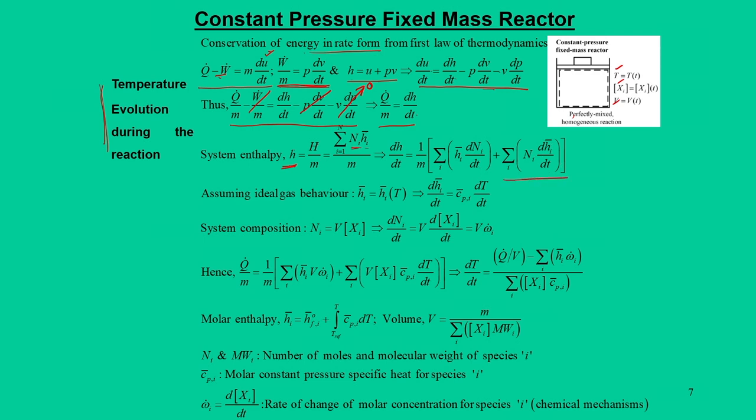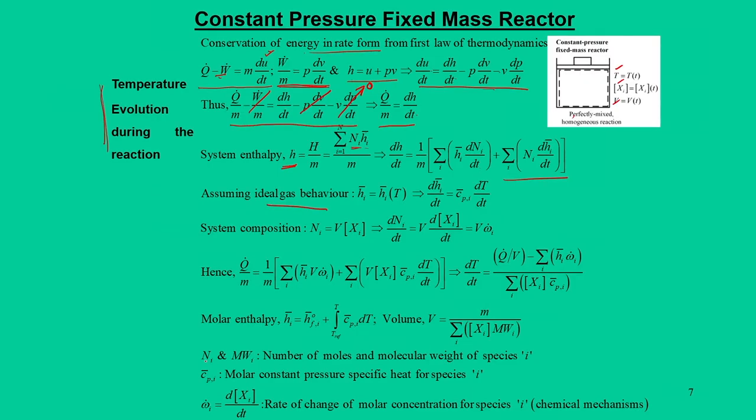Here we are now going to take some approximations. Till this point, we have been considering ideal gas behavior for this mixing system. When you say ideal gas behavior, enthalpy is a function of temperature only, and that can also be represented in terms of Cp dT. Here it is a constant pressure, so I write the molar specific heat for species i. So, this is one part.